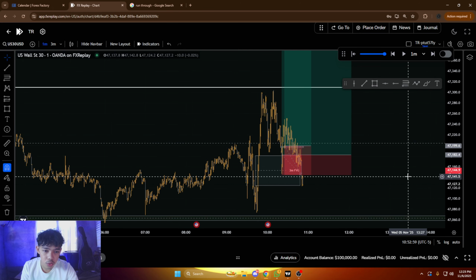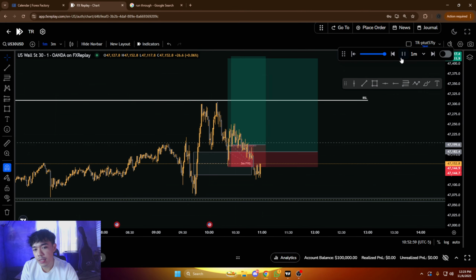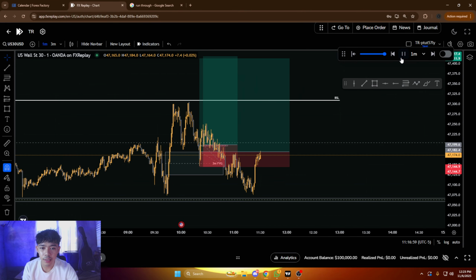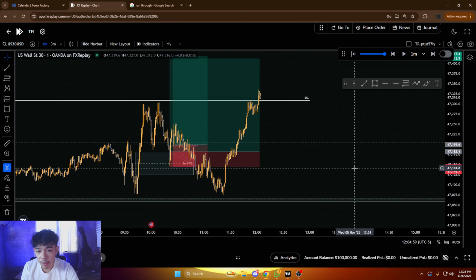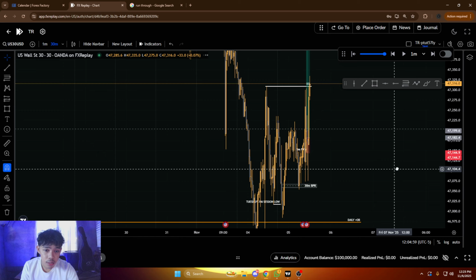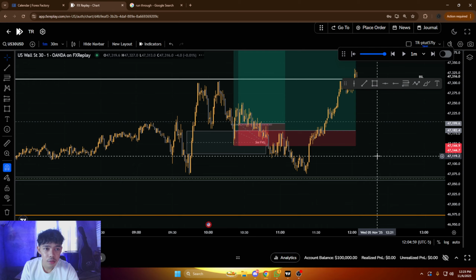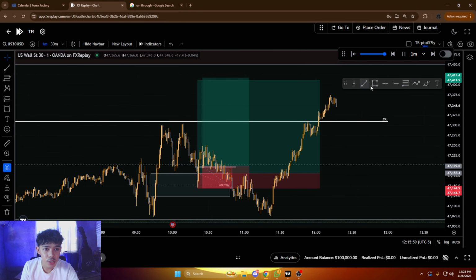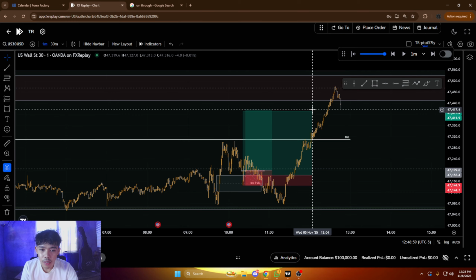Kasi, 2 trades na 0.5. And then, as you can see, what happened to price after getting stopped out is it reversed up, which means my bias was correct. And actually, bumalik siya dito sa BPR. And then, as you can see, pumunta siya dun sa 4-hour drawn liquidity ko. It is what it is.